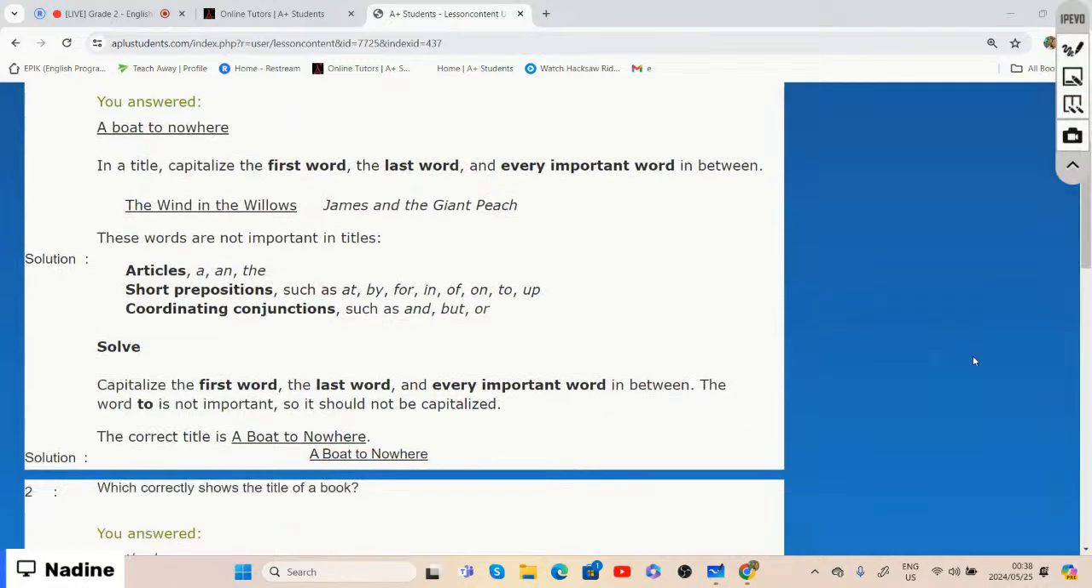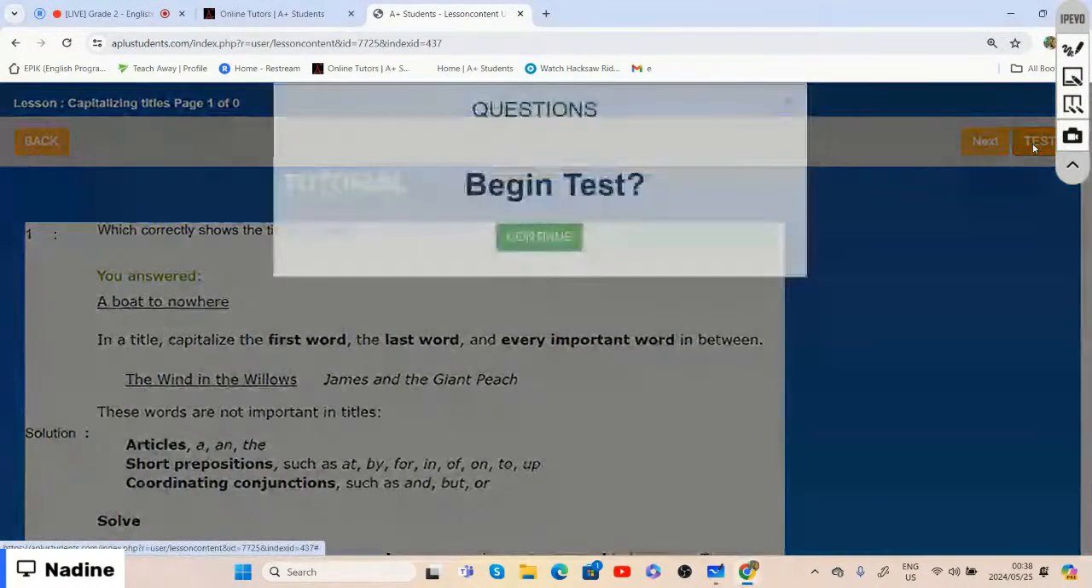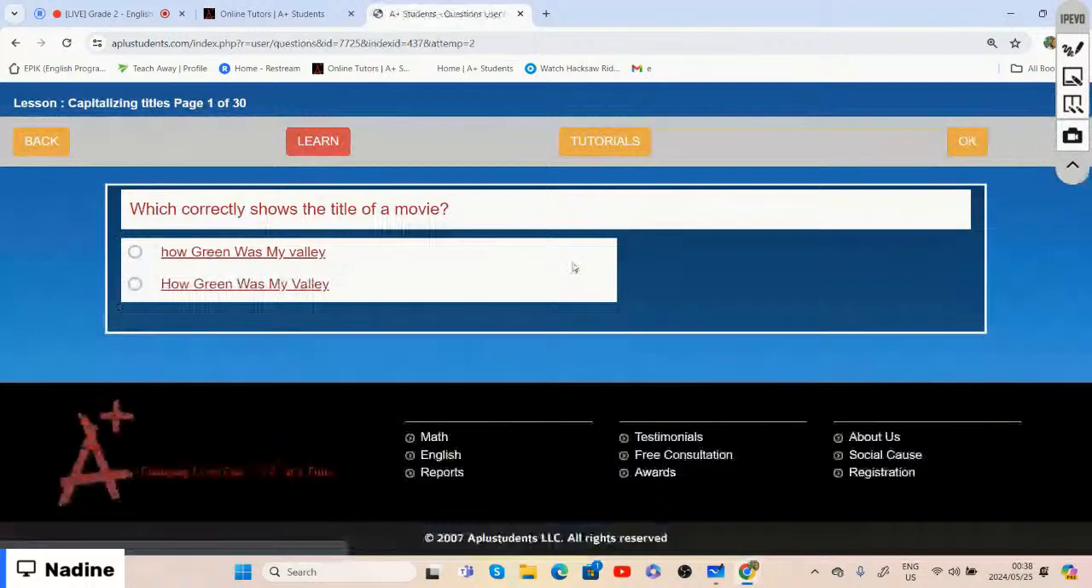All right, so now we're going on to our test, right? Which correctly shows the title of a movie? Is it How Green Was My Valley or How Green Was My Valley? Remember, we need to keep in mind what I said needs to be capitalized within a title, which is the first word, the last word, and every other word in between.